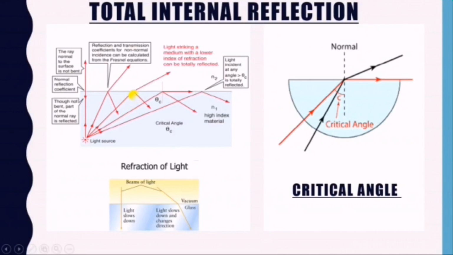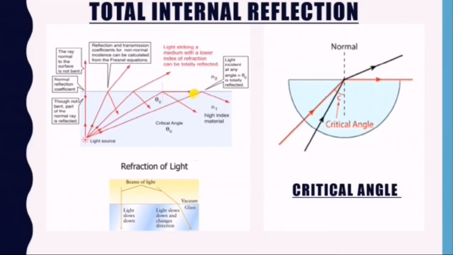Now, if we go on increasing the angle of incidence, or as i is made bigger, the refracted ray gets closer and closer to the surface of the glass. When i is equal to C, the refracted ray is just touching the glass surface, and r will be equal to 90 degrees, this one.